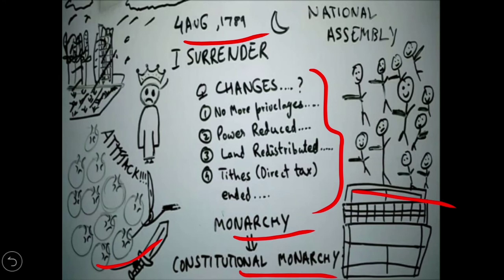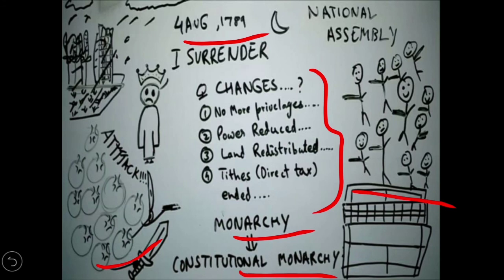And children, you might be wondering what happened to Louis XVI. Louis XVI was sentenced to death by a court on the charge of treason. So, what is the meaning of treason? That is ditching or betraying our own country. Now, you might be thinking, what is the meaning of monarchy changing into constitutional monarchy?